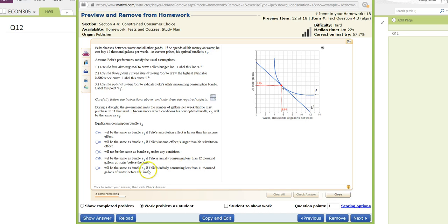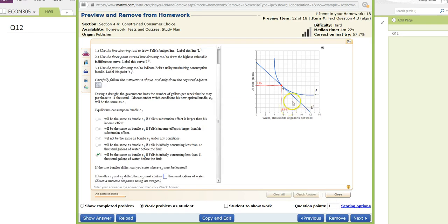So we should choose E, because if initially Felix consumes less than 11,000 gallons of water, then putting this limit doesn't have any effect, because he can continue to consume the same amount and still meet the government regulations. So part E is right. Check the answer. Fantastic. All right, so that's it for this question.